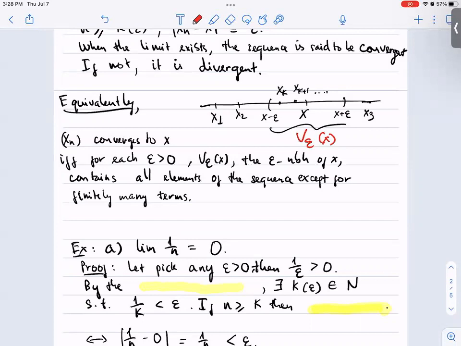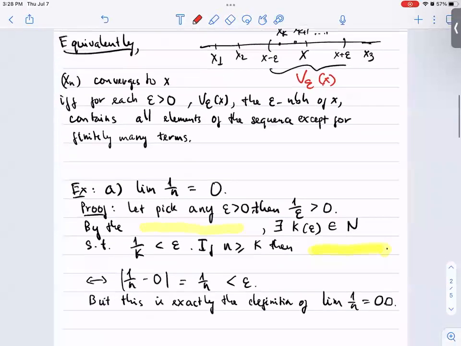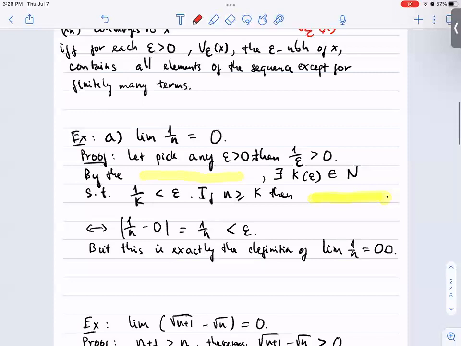And remember, the key word here is that this is true for any epsilon greater than 0. That is, you can choose epsilon as small as you wish. The neighborhood here as small as you wish. It still contains almost all elements of the sequence except for finitely many terms. Here are a few examples.